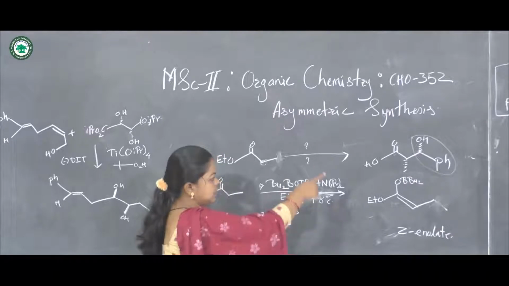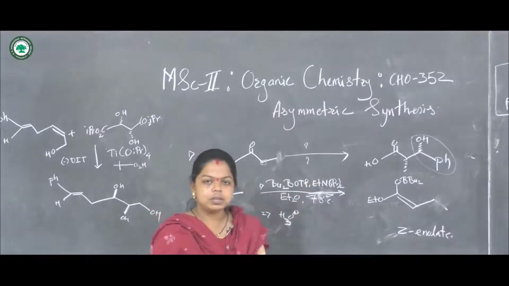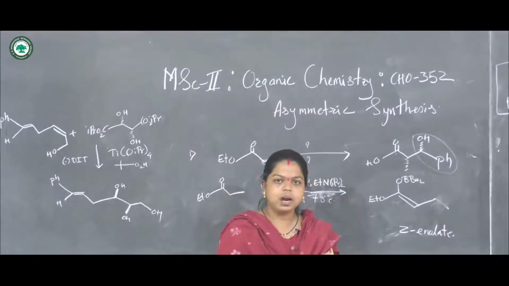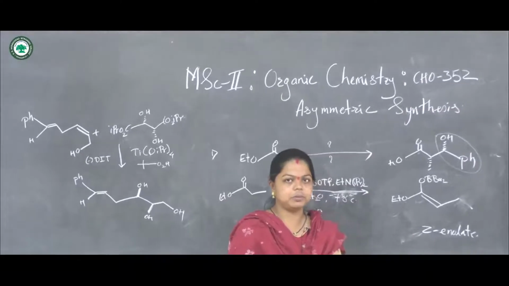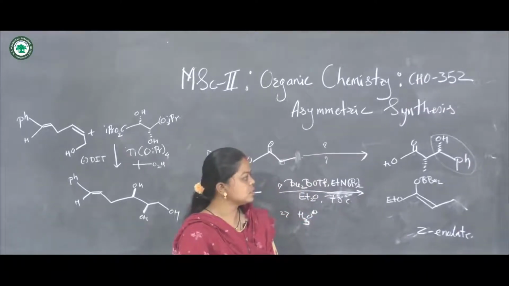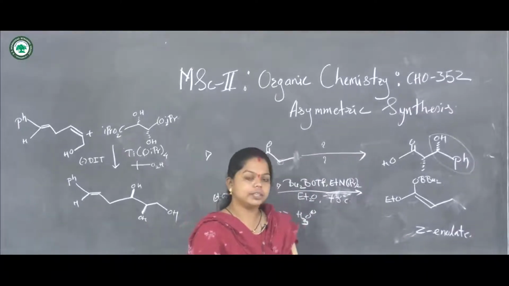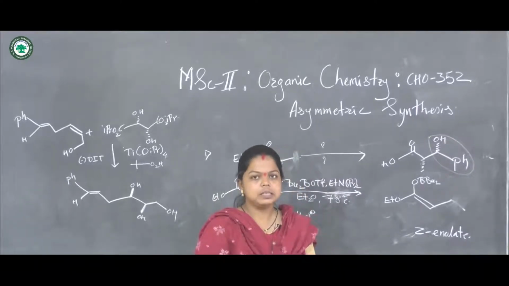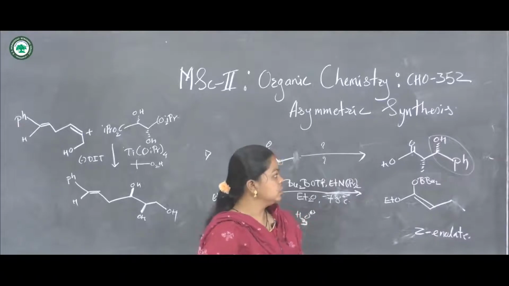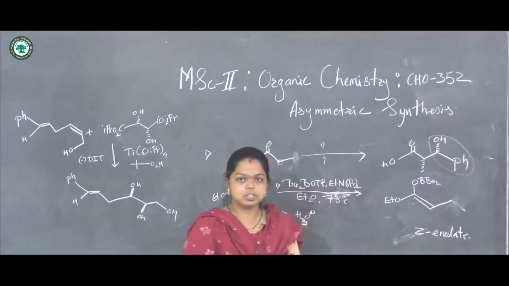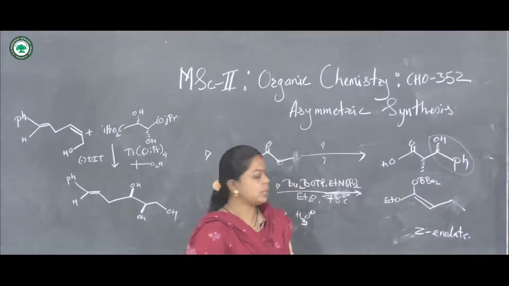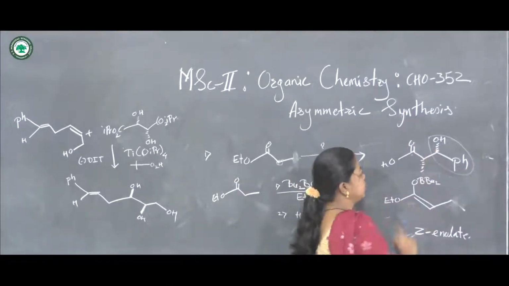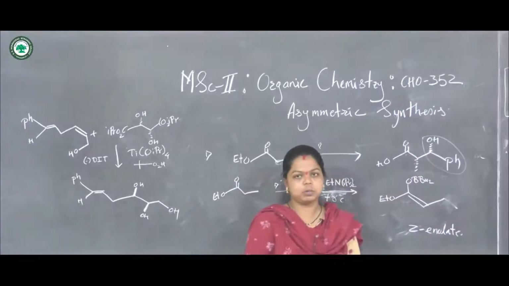So simply this is a beta hydroxycarbonyl compound, which is also called an aldol. So an aldol type of product is formed. We have to convert this ester compound into an aldol by an aldol condensation type of reaction, and not only that, we have to predict the proper stereochemistry which is given here. It is the syn product that is obtained.